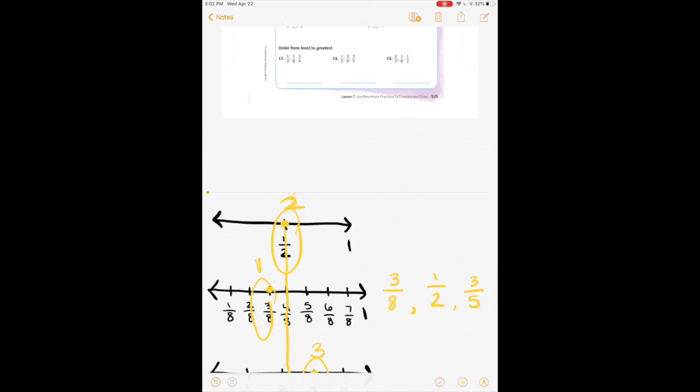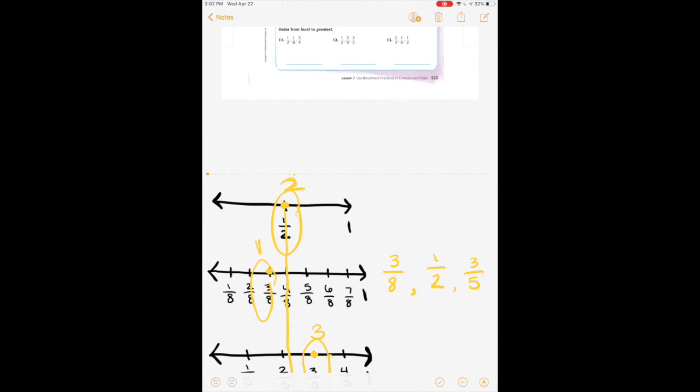Now make sure you pay attention to the directions if it says from least to greatest or from greatest to least, all right? Pay attention to the order they want you to do it in because I wouldn't want you to lose points over a silly mistake like not reading directions.